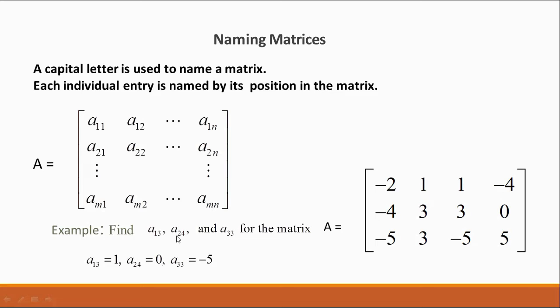Now A24 means the element of second row and fourth column. This is the second row and fourth column. So the element of second row and fourth column is 0. Now A33 means the element of third row and third column. At this position we get -5. This is the A33 position, third row and third column. So in this third row and third column position we have the element -5.